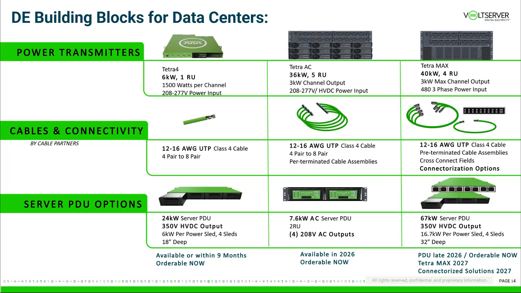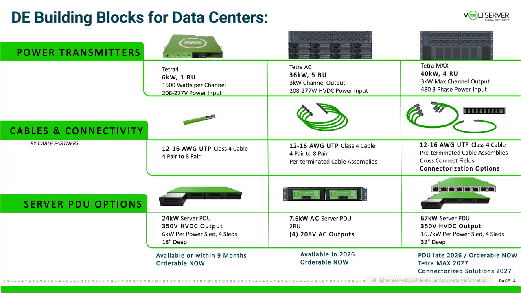Now, when you get into the server PDU options, this is when we will have the 67 kilowatt server PDU that gives you that 50 kilowatts N+1 in a single rack unit, 350 volts high voltage DC outputs. And remember, it's going to have those 4 power sleds, each one of them being 16.7 kilowatts. And from when everything's going to be available, the PDU will be late 2026. The Tetra Max is 2027, and the connectorized solutions are 2027 as well.